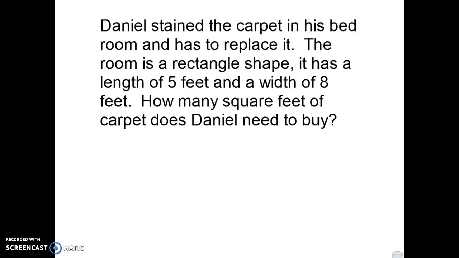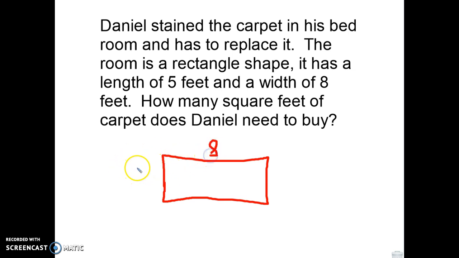Okay, the first one says Daniel stained the carpet in his bedroom and has to replace it. The room is a rectangle shape. It has a length of 5 feet and a width of 8 feet. How many square feet of carpet does Daniel need to buy? So we have a width of 8, length of 5. 5 times 8 would equal 40. So Daniel would need to buy 40 square feet of carpet.